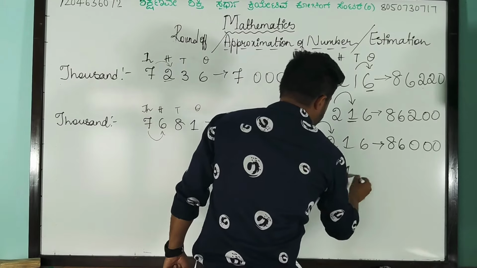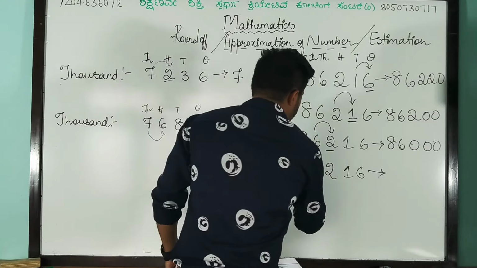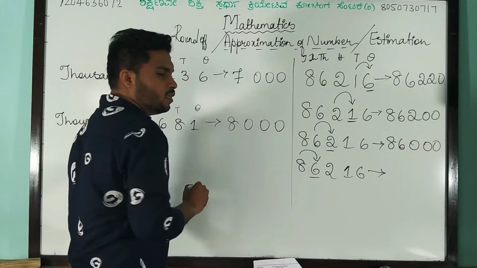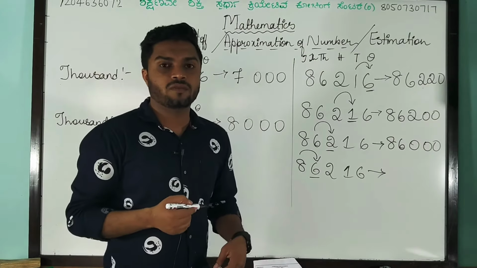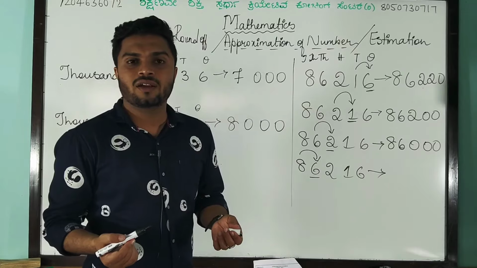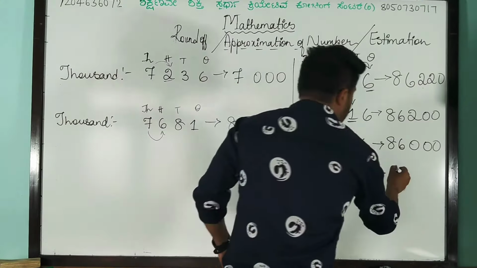8621, 10,000 place. You are going to see the number here. What do you have? 6. What is 6? More than 5. If it is more than 5, the number in the 1000s place increases by 1, and this becomes 90,000.